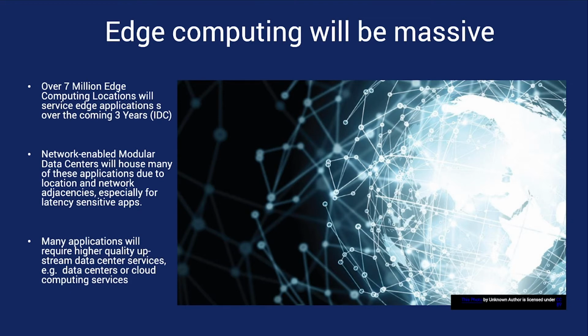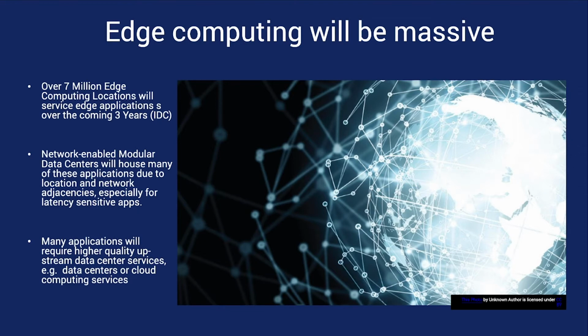And network-enabled modular data centers, sometimes called EDCs, MDCs, tower data centers, they're all small, but they're going to house those applications due to location and network adjacencies, especially for those low latency sensitive apps, right? Those are the ones that really are going to benefit from it, and those that need to integrate with 5G and RAN and all of the different technologies that are going to bring cellular services need to be closer to the edge to really be super effective.